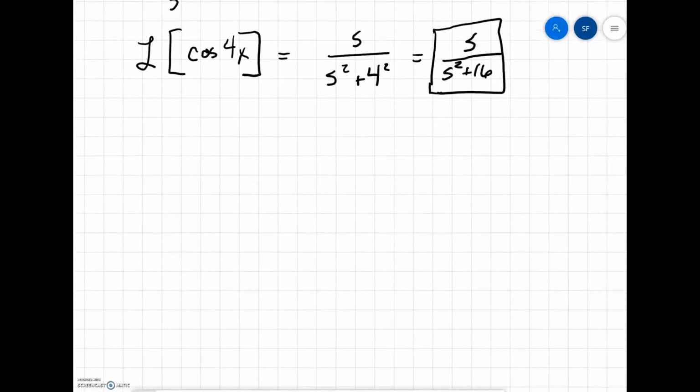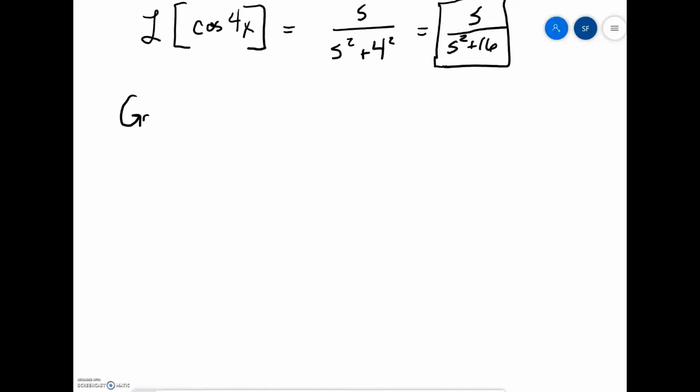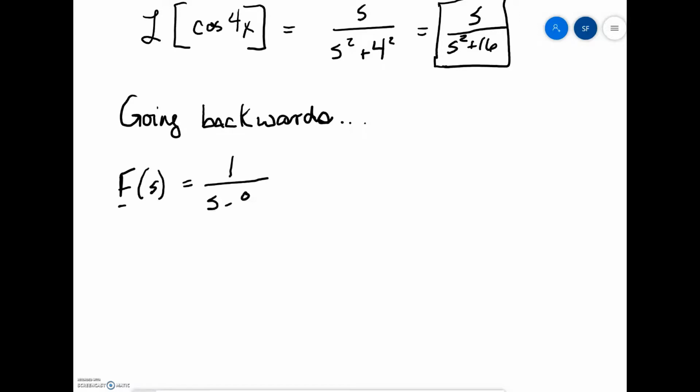And then the other thing you're going to have to do is you're going to have to be able to go backwards. Going backwards. So starting with the Laplace transform, can you do the inverse to get back to your original equation? So for example, if I said that my Laplace transform, capital F, means it is a Laplace transform, is 1 over s minus 8, can we figure out what my original function is, let's say in x in this case?